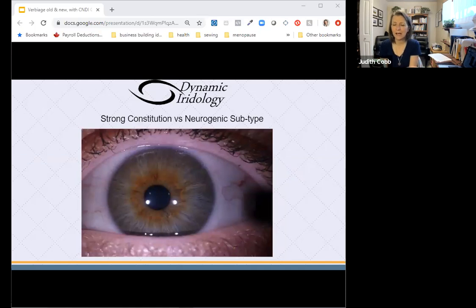This kind of an eye, on the other hand, was called a strong constitution. And that was the old language, and it always shows up as neatly organized, fairly straight, fairly densely packed fibers. In the modern constitutional iridology, we call this the neurogenic subtype.